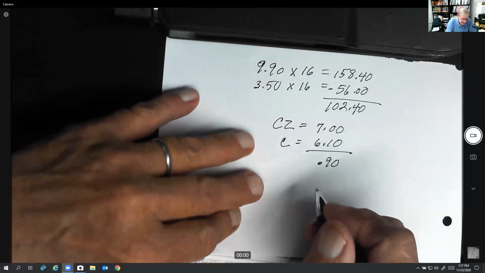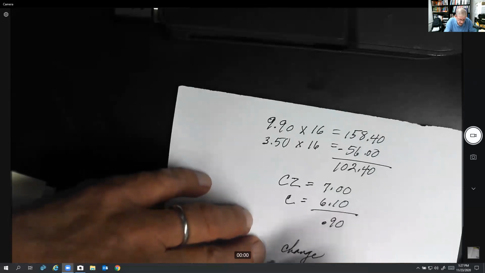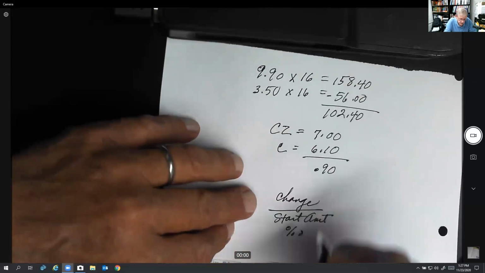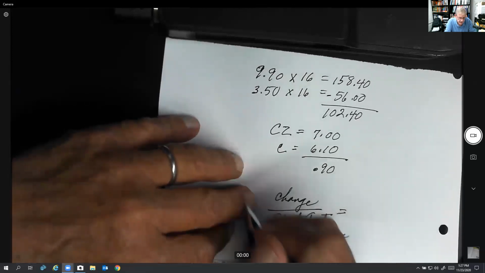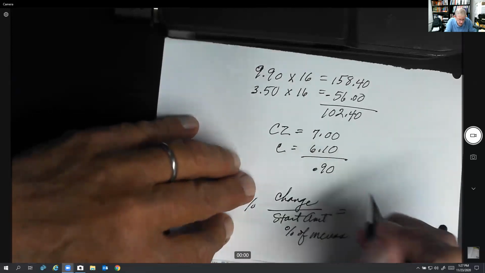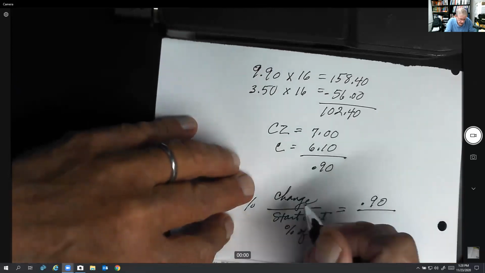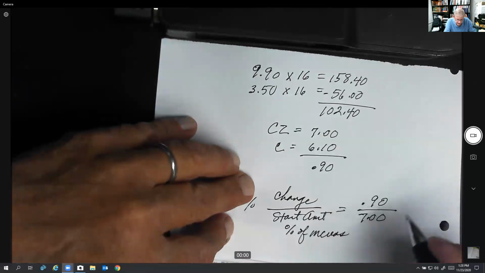So I did this as the change divided by the starting amount to find the percent of increase. To find this percent of increase, I took the change, which was 90 cents, and I divided it by the starting amount in Czechoslovakia, which was $7. And then I divided that off. 0.90 divided by 7.